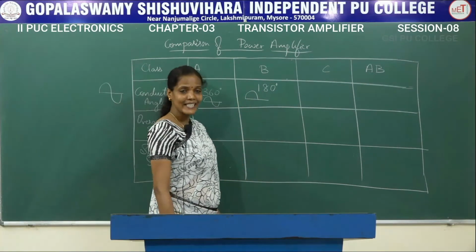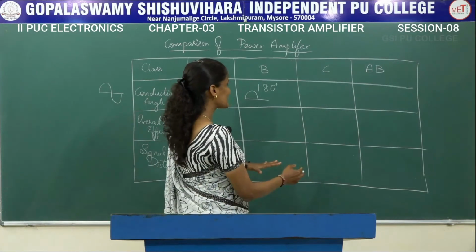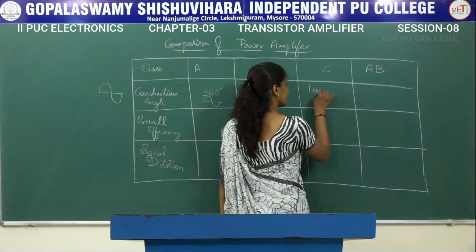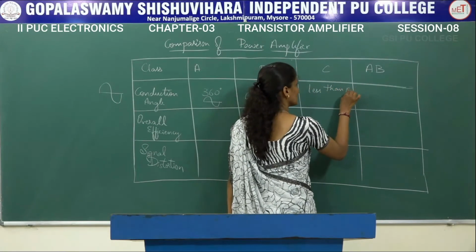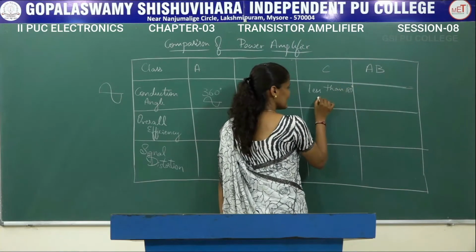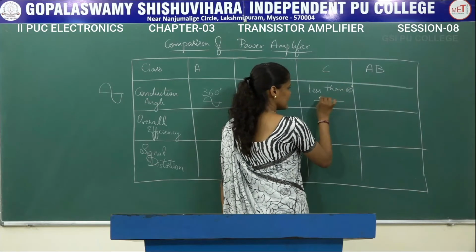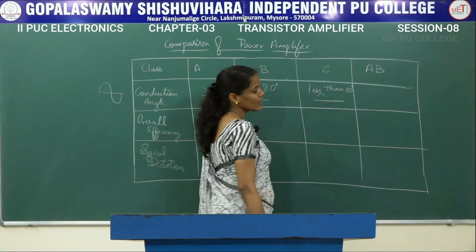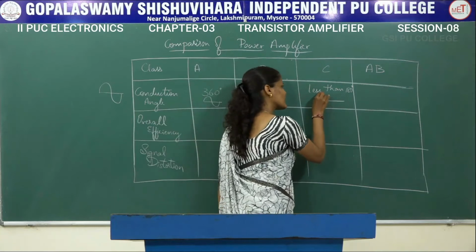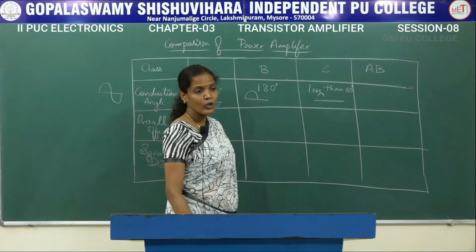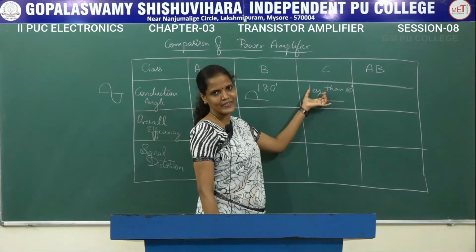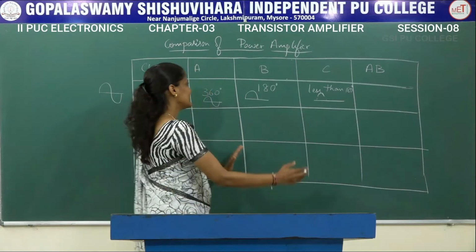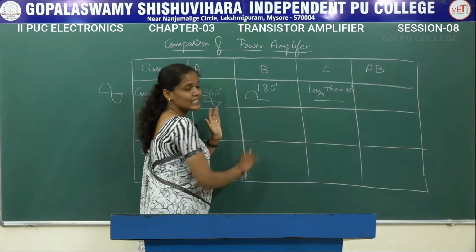Coming to class C type of amplifiers, the conduction angle is less than 180 degree. That is, the cycle will be like this. Not the full positive half cycle will be appearing. Only a small portion of one of the half cycles will be appearing across the output. Whereas coming to class AB, it is a combination of both class A and class B.